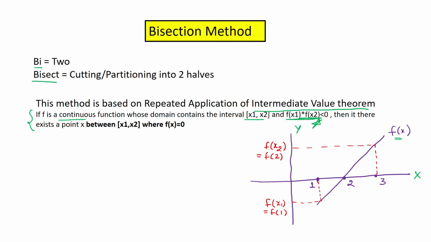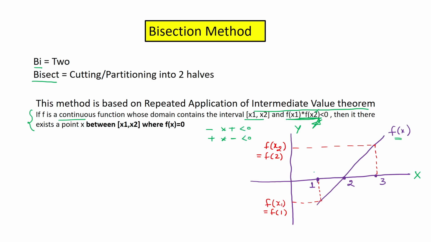It can only happen when the f of x1 and the f of x2 values are of opposite sign. That means either f of x1 should be negative and f of x2 should be positive, or f of x1 should be positive and f of x2 should be negative. Then only if I multiply these values, I can get a value less than 0. So I have to choose such x1 and x2.